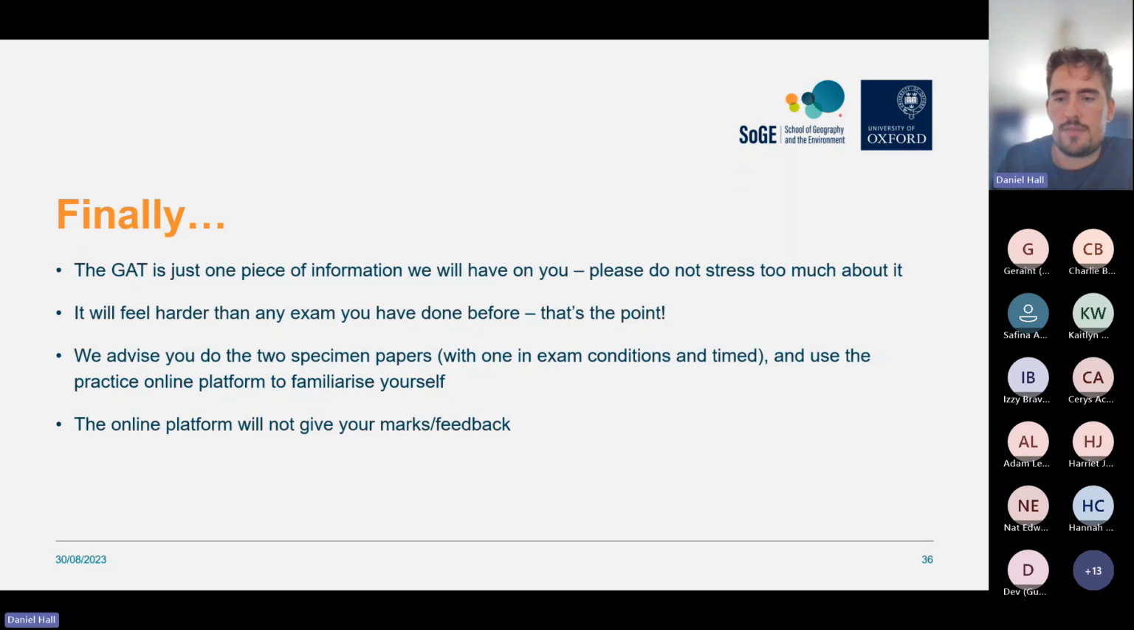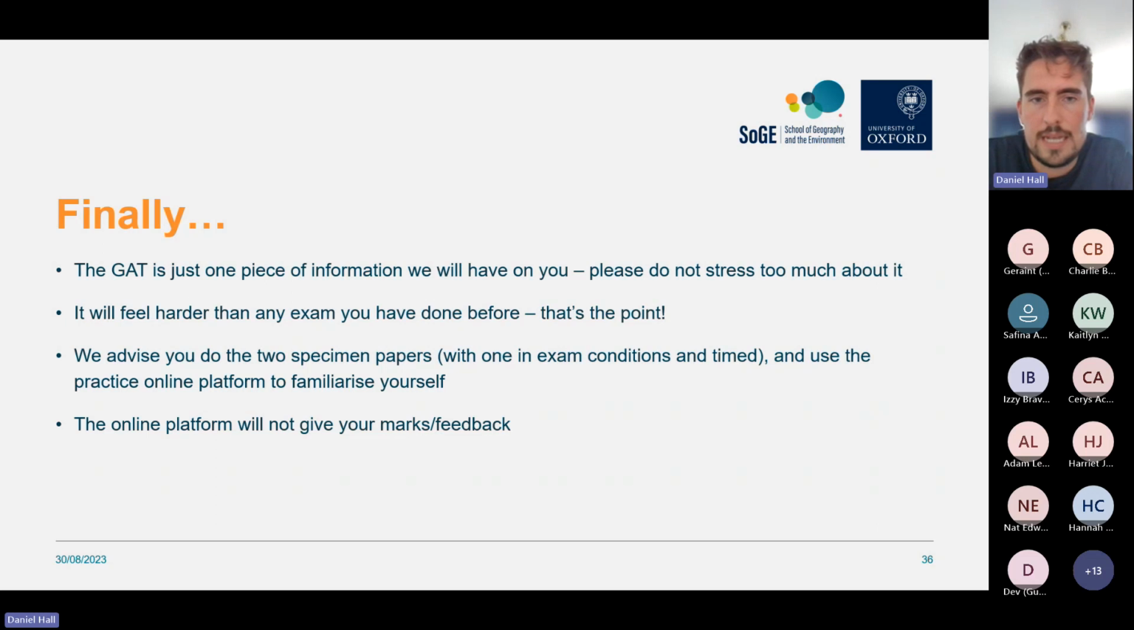What is a marking grid like for the essay? I'm not sure what you mean by marking grid. Are you a teacher, or is that from a student's perspective? I think the mark scheme. Okay, well, that's not really how we're marking them. We don't really have a mark scheme or mark grid.